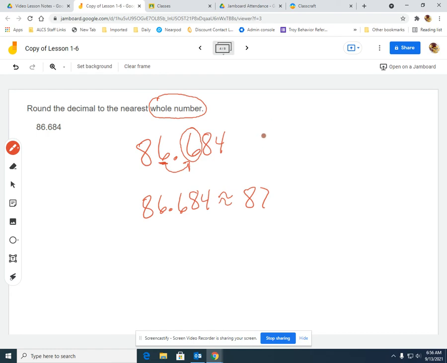And I can look at my number line too. We can always make number lines. And if I have 86 here, I have 87 here. Right in between the two, I have 86.5. Well, 86 and 6 tenths is going to be somewhere over here. So obviously that dot is closer to 87 than it is to 86.